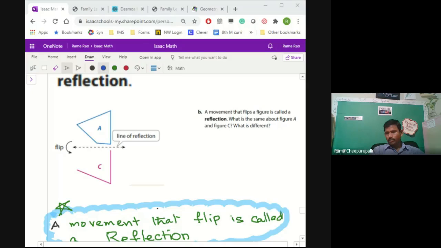And I can see everything is same. So what is important is its shape is same, size is same, all the angles are same, area is same, everything is same. The only thing is it just moved from one place to the other place. That's it. Okay, that's good. Very good. I bet you guys understand reflection really well.